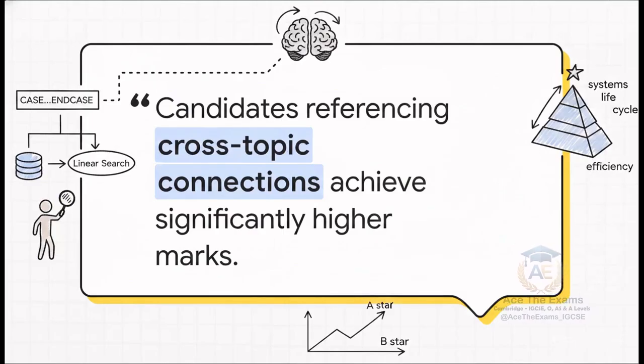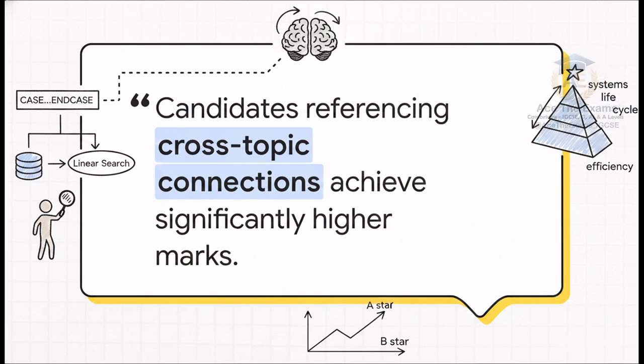And to back this up, the crucial point is captured perfectly by the Cambridge examiners themselves. This is a direct insight. Principal examiner reports highlight that candidates referencing cross-topic connections achieve significantly higher marks. So what does this actually mean for you when you're sitting in that exam hall? It means that when you are analyzing a case construct, you absolutely shouldn't just talk about the syntax in total isolation. You need to pull back and connect it to other areas of your entire syllabus.